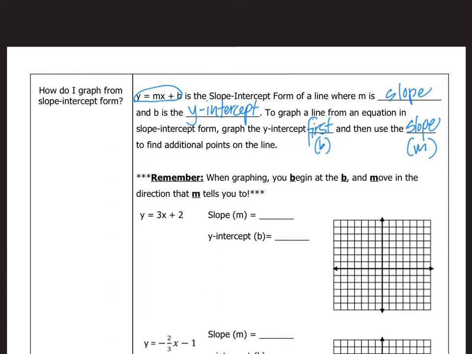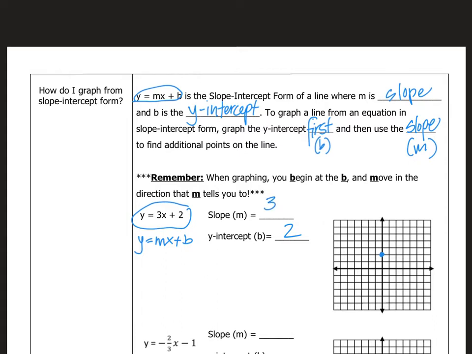Okay, so right here we see an equation that we need to graph. It's in slope-intercept form, which is y equals mx plus b. So in this case, our b is 2. Okay, so that means since it's our y-intercept, it needs to be on our y-axis. So I'm going to have a point on the y-axis at positive 2. Okay, and then our m, our slope, is 3.